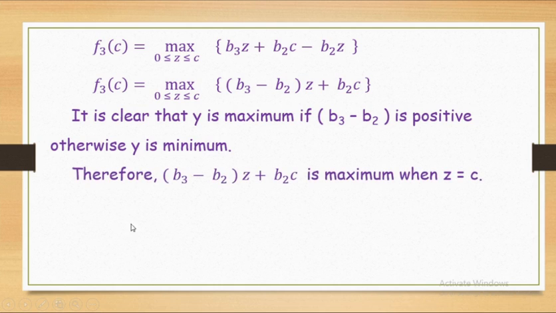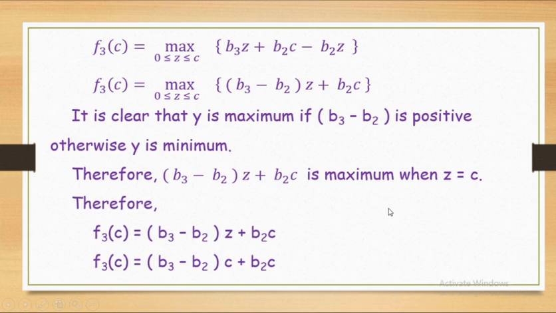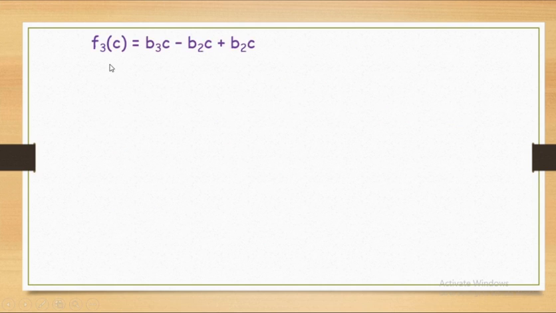Therefore (b3 minus b2) into z plus b2 of c is maximum when z is equal to c. Therefore, f3 of c is equal to (b3 minus b2) into z plus b2c. That is, f3 of c is equal to (b3 minus b2) into c plus b2 of c. Simplify this, we get f3 of c is equal to b3c minus b2c plus b2c. The b2c terms cancel out. We get f3 of c is equal to b3 of c.